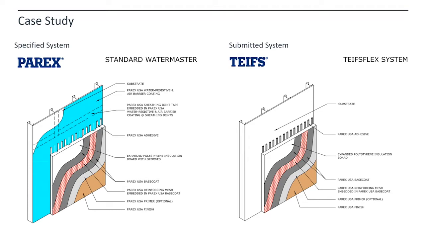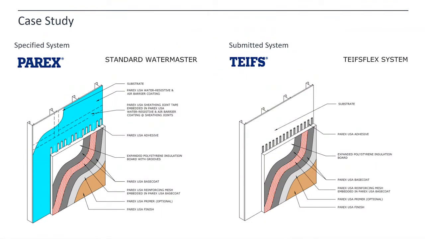Exactly. So when you dig into the EIFS system installation manual and how it's supposed to be installed and the details of it, it is actually a barrier system, meaning it does not have a drainage plane at the base of the walls. It does not call for a drainage plane at window heads. There are no flashings that go into it, period.